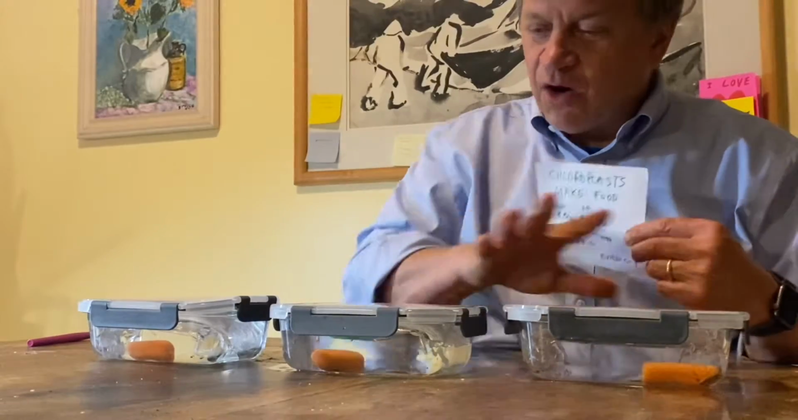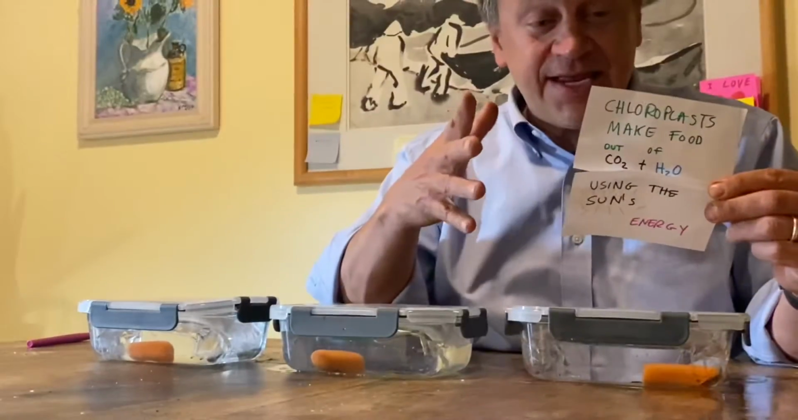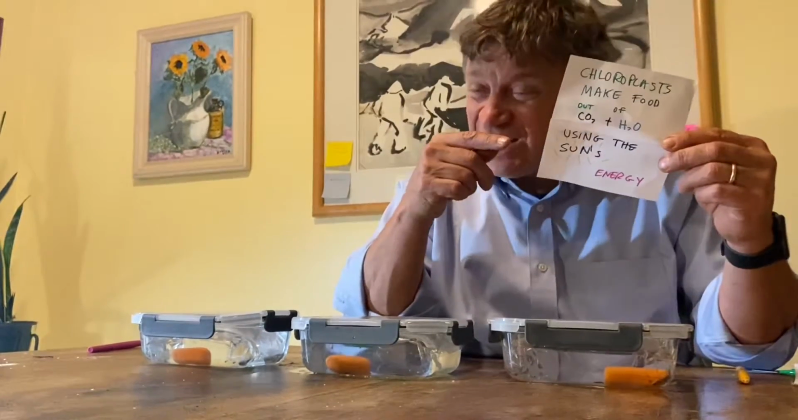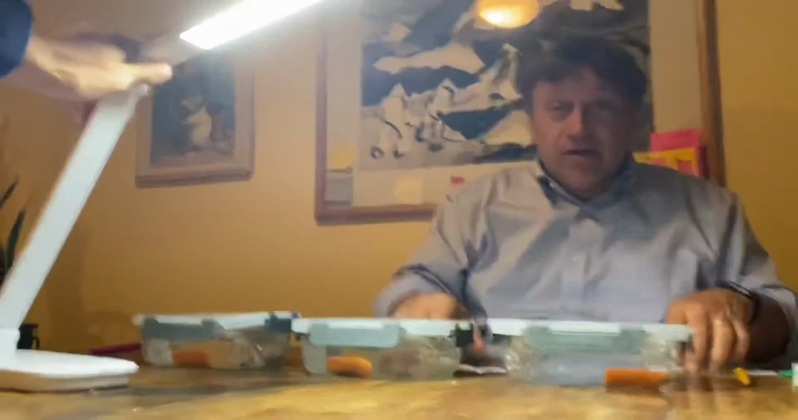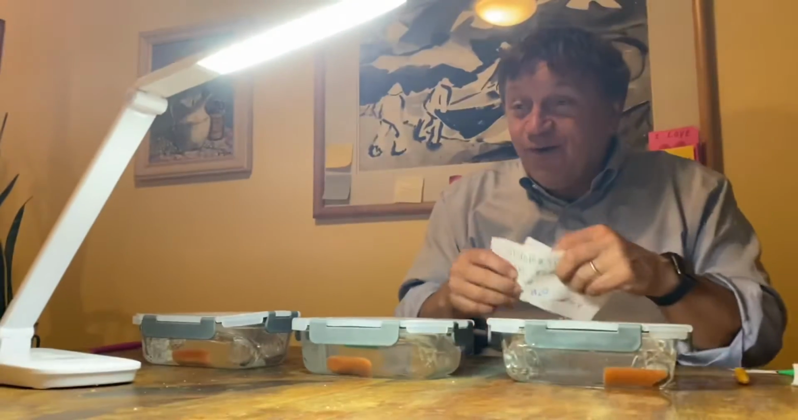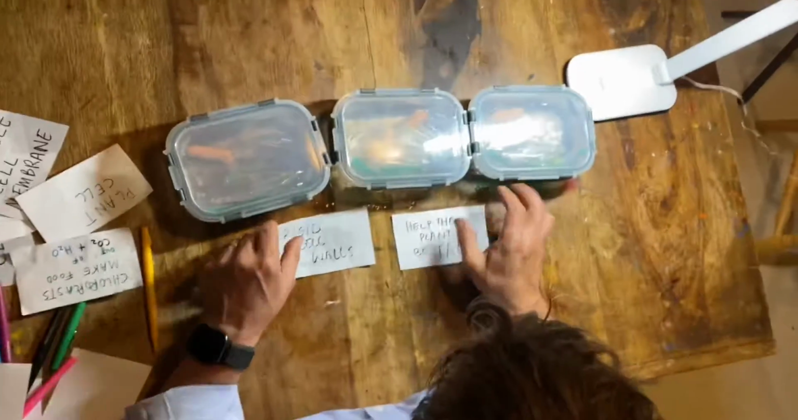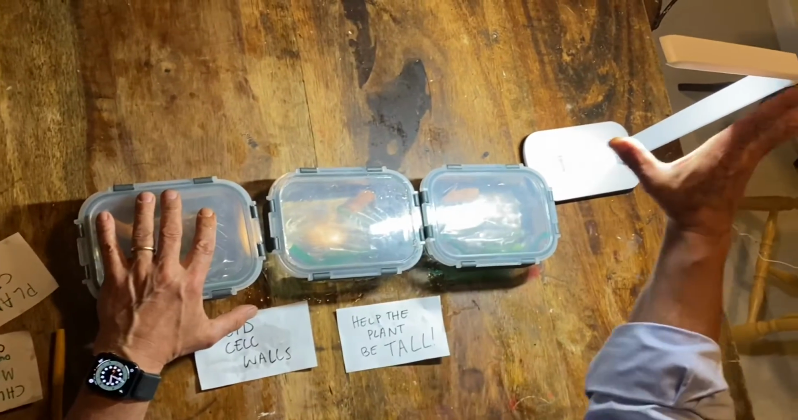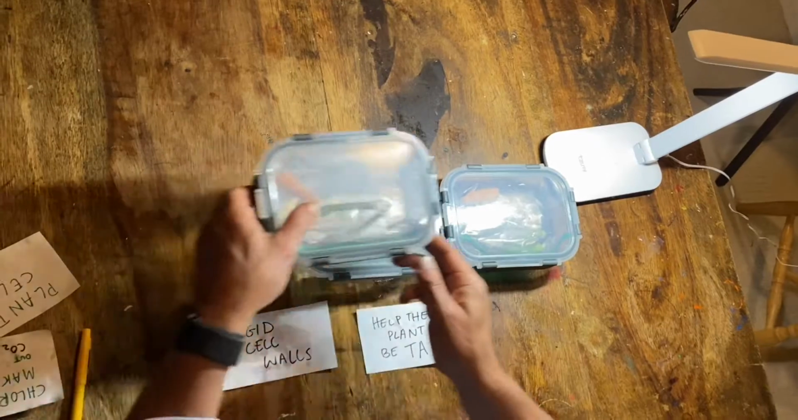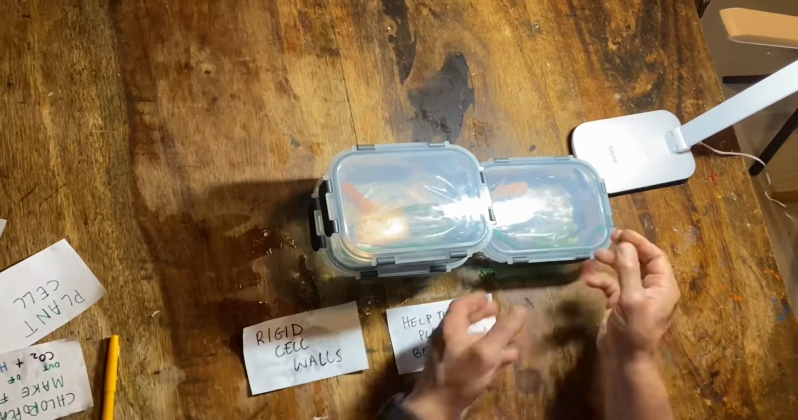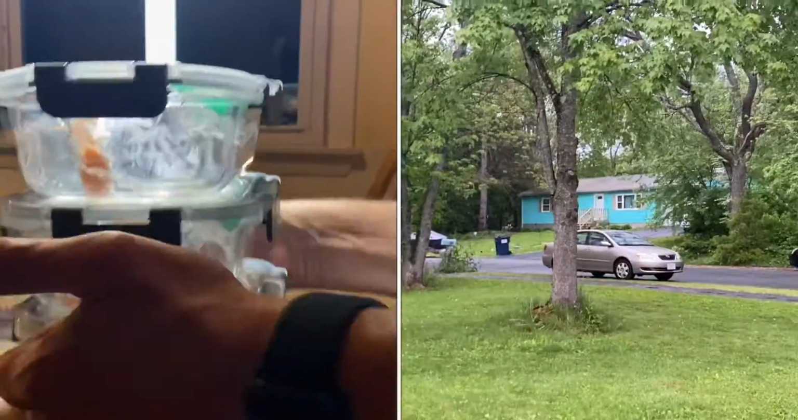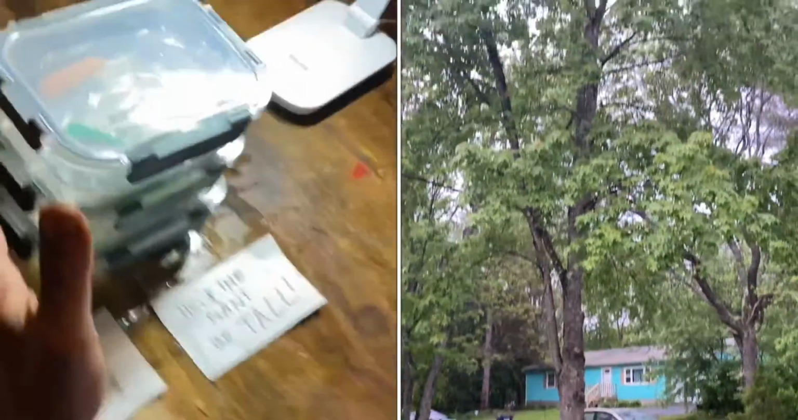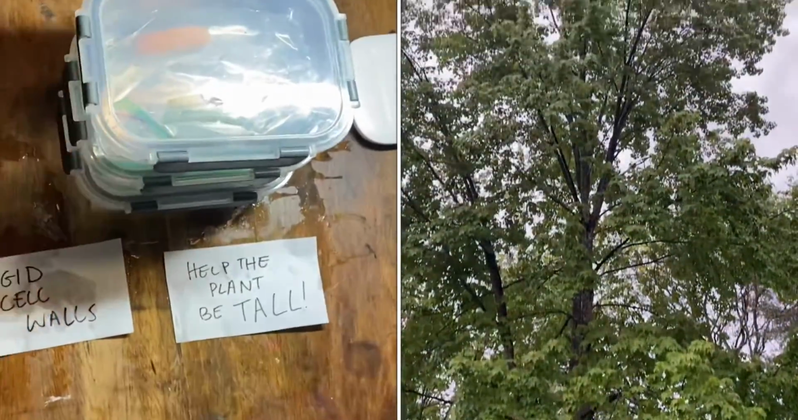All right, so we have our plant cells. They are going to make food, but they need the sun. Let's get that sun in here. So we have these rigid cell walls. We have the sun. And what the rigid cell wall does is help the plant be tall. So rigid cell walls help the plant be tall, compete better for the sun.